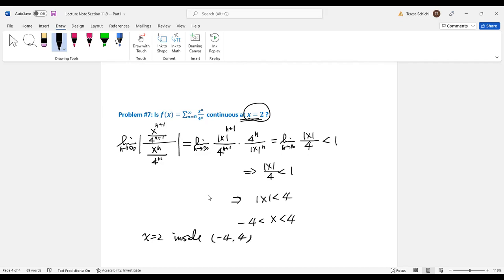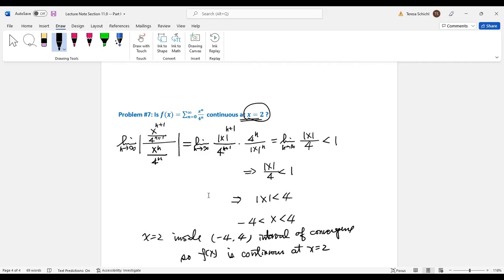Because it's inside this interval of convergence, I know f of x is continuous at x equal to 2.